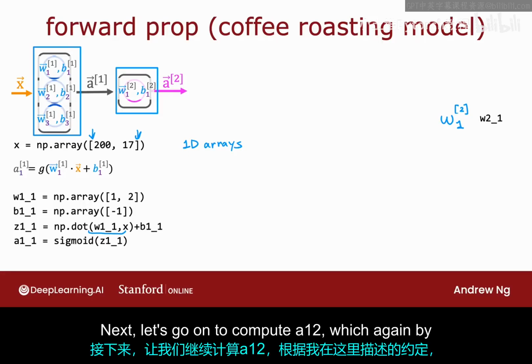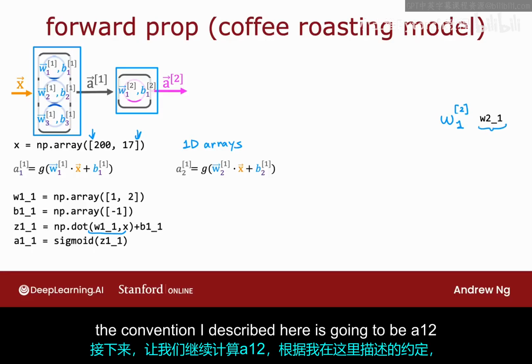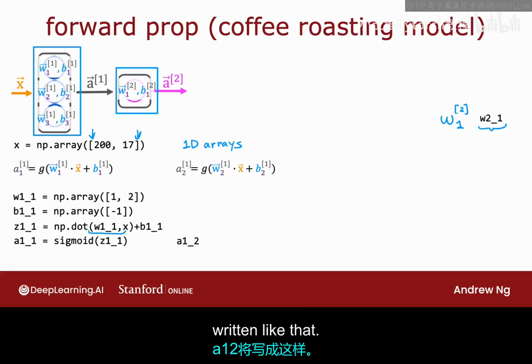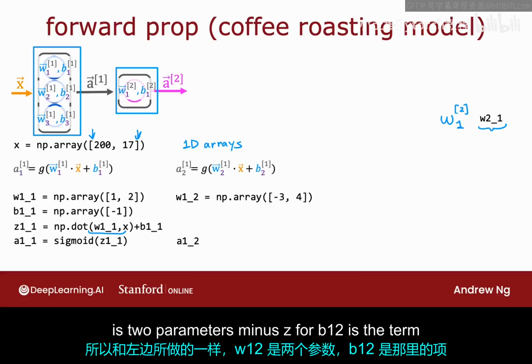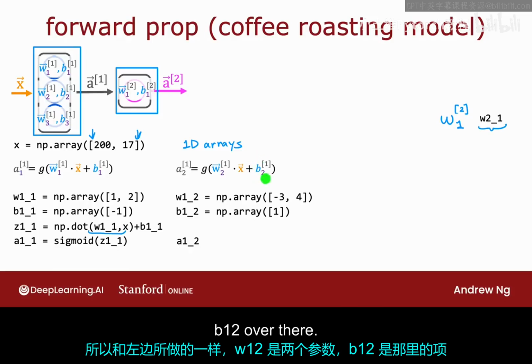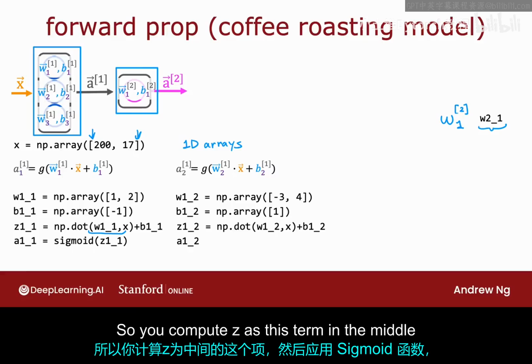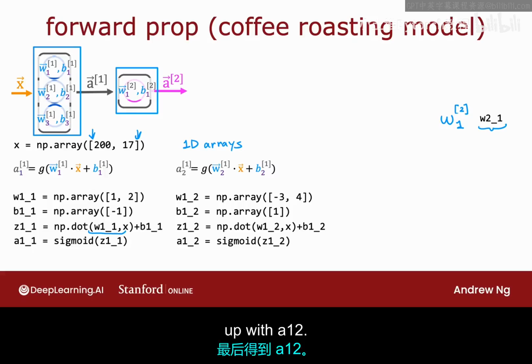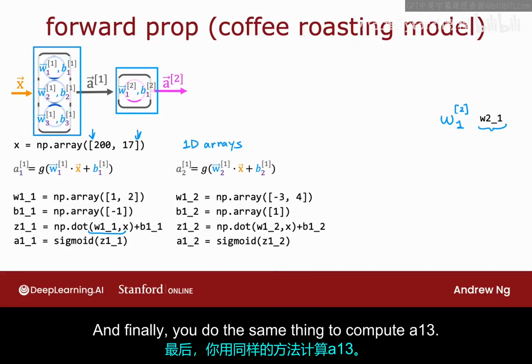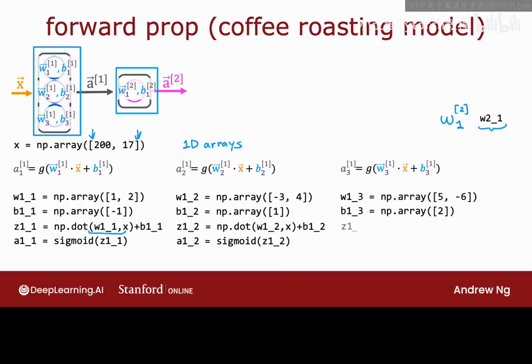Next, let's go on to compute A1_2, which again, by the convention I described here, is going to be written like that. So similar to what we did on the left, W1_2 is your two parameters, -3, 4. B1_2 is the term B1_2 over there. So you compute Z as this term in the middle and then apply the sigmoid function, and then you end up with A1_2. And finally, you do the same thing to compute A1_3.